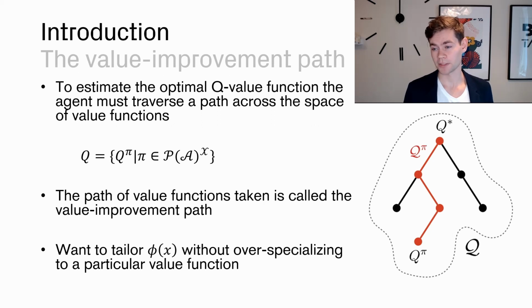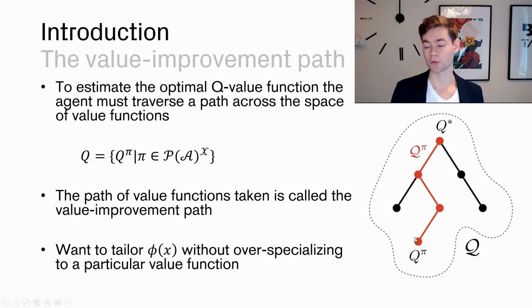The thing about the previous slide, namely the feature space phi, is that we want to tailor phi to give good approximations of the action value functions that we have. But we don't want to over-specialize it to any given one of these action value functions. Let's say you over-specialize your feature space to this particular one. We know for a fact that the action value function that we're estimating right now is not the optimal action value function. That's where we actually want to get to.